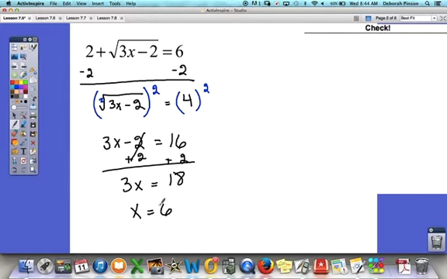Remember I told you you do want to make sure that you check these. This one, I'll go ahead and tell you, is going to check out, but some of them won't. We're going to have one here in a second. So you do want to make sure that you check them.